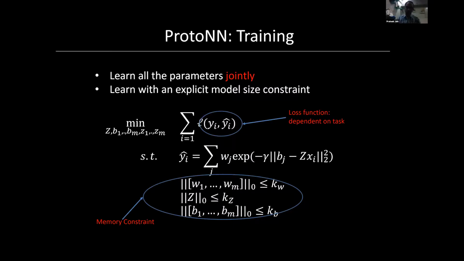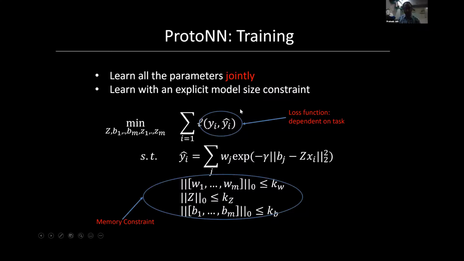Yeah, so as I said, here we are now going to learn the projection matrix Z, the prototypes and the labels all from scratch with this very explicit memory constraint. And this seems like a very horrible non-convex optimization problem, because the objective function is horribly non-convex, and on top of that we are adding these L0 constraints, which are also very, very challenging non-convex constraints. They are not even smooth, but still we go ahead with this optimization, and we use this very simple trick of iterative hard thresholding.